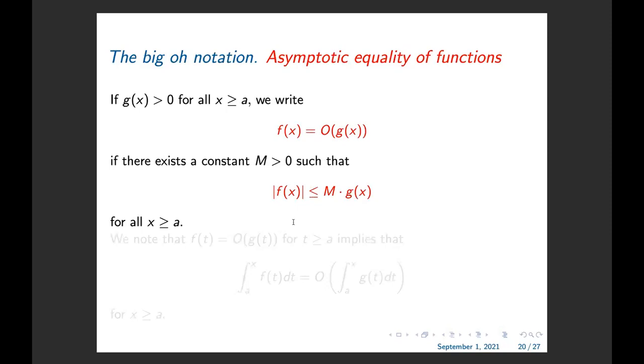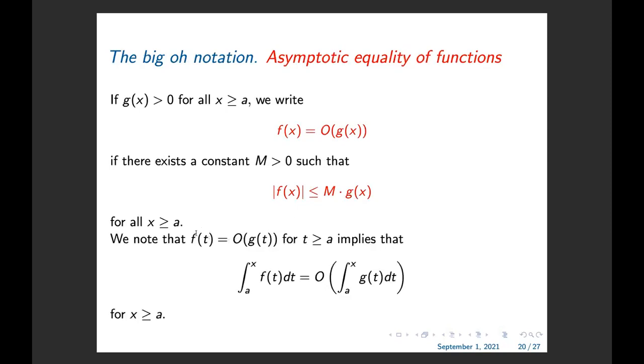Here it is important to note that if f of t is big O of g of t for all t greater than or equal to a, then this implies that if we consider the integration of f of t, then this can be written in terms of big O of this integration. That means big O and this integration commute. It is easy to verify.